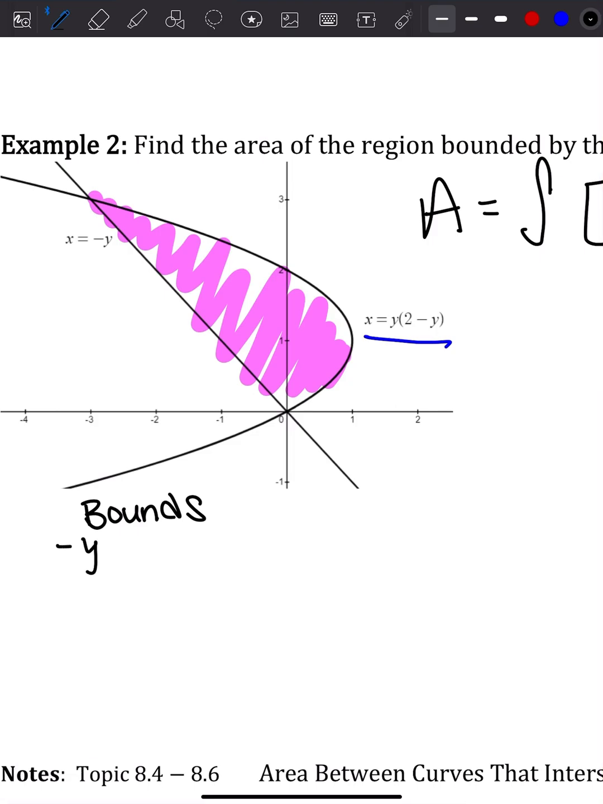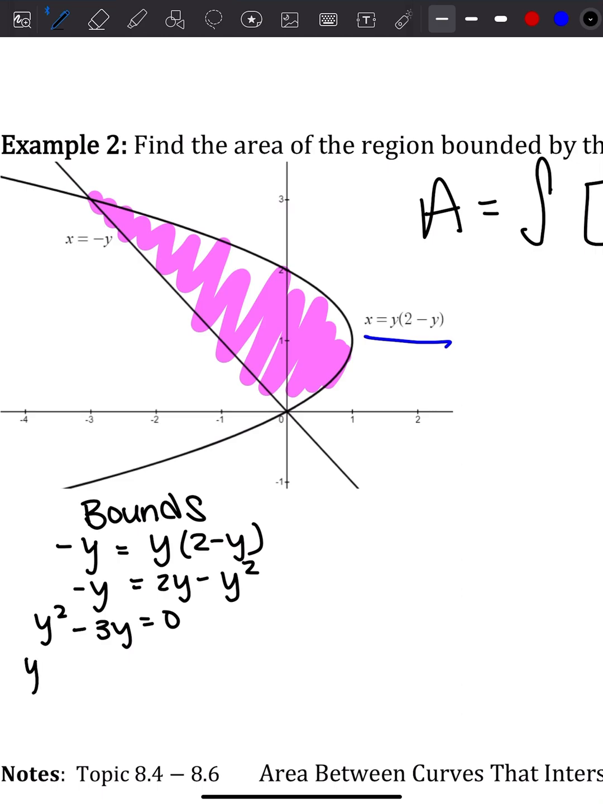So I have negative y equals y times 2 minus y. We're going to multiply out y times 2 minus y to get 2y minus y squared. And then we're going to move everything over to the other side. y squared minus 3y equals 0. We have a y in common for both of these, so we're going to factor out a y from both. So we have y times y minus 3 equals 0. And then because of the zero product property, we can set both of these equal to 0.